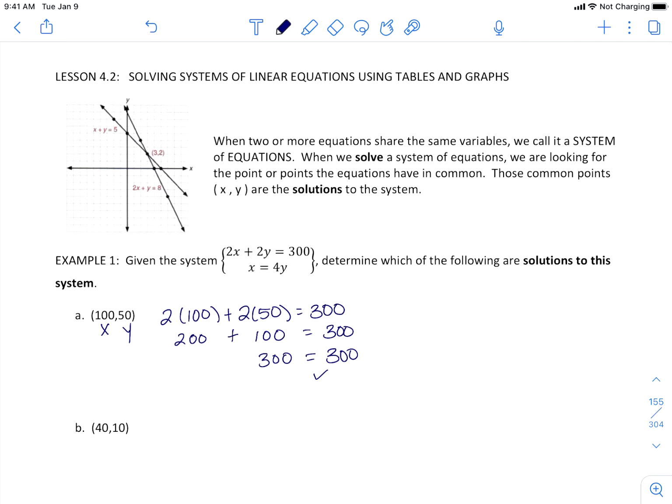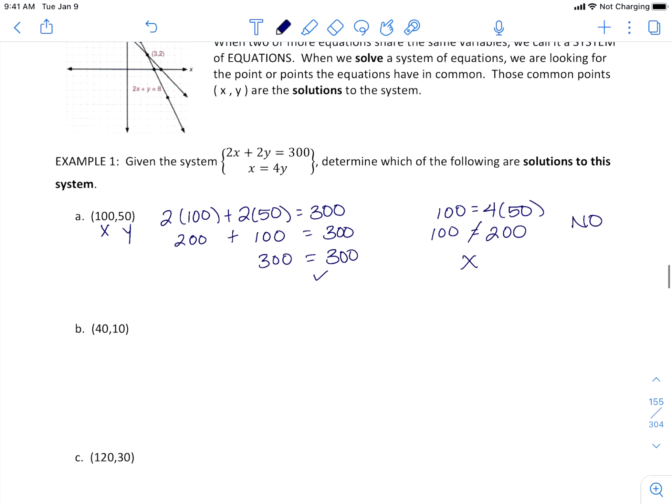It's x equals 4y. So 100 equals 4 times 50. 4 times 50 gives us 200. So this one is not true. So this is not a solution.